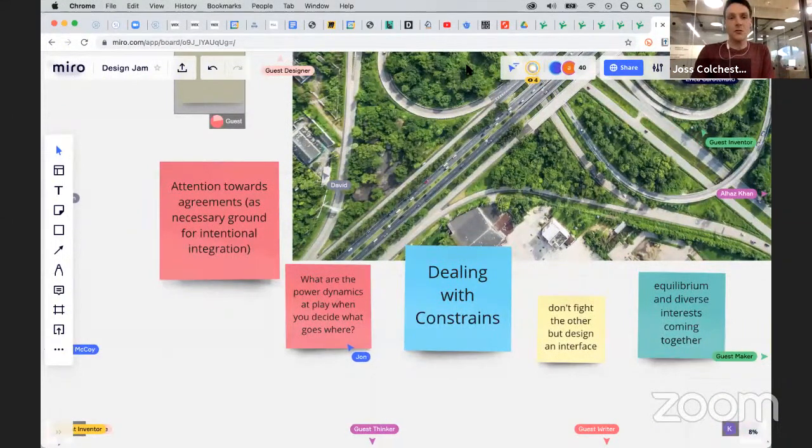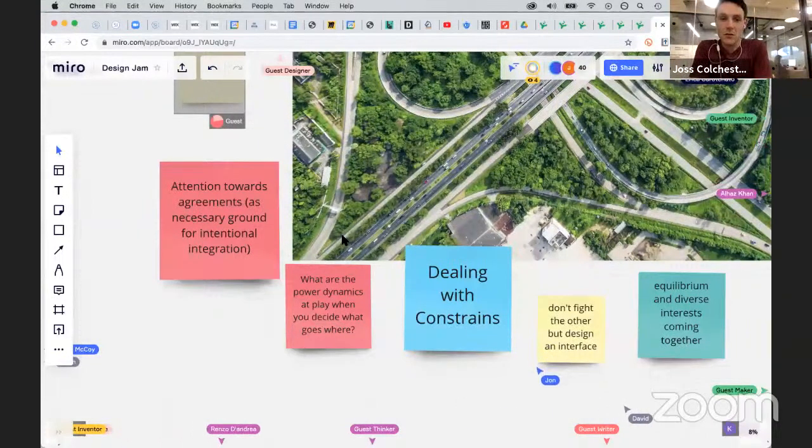Attention towards agreements as necessary ground for intentional integration. Anybody want to speak on this? What are the power dynamics at play when you decide what goes where?